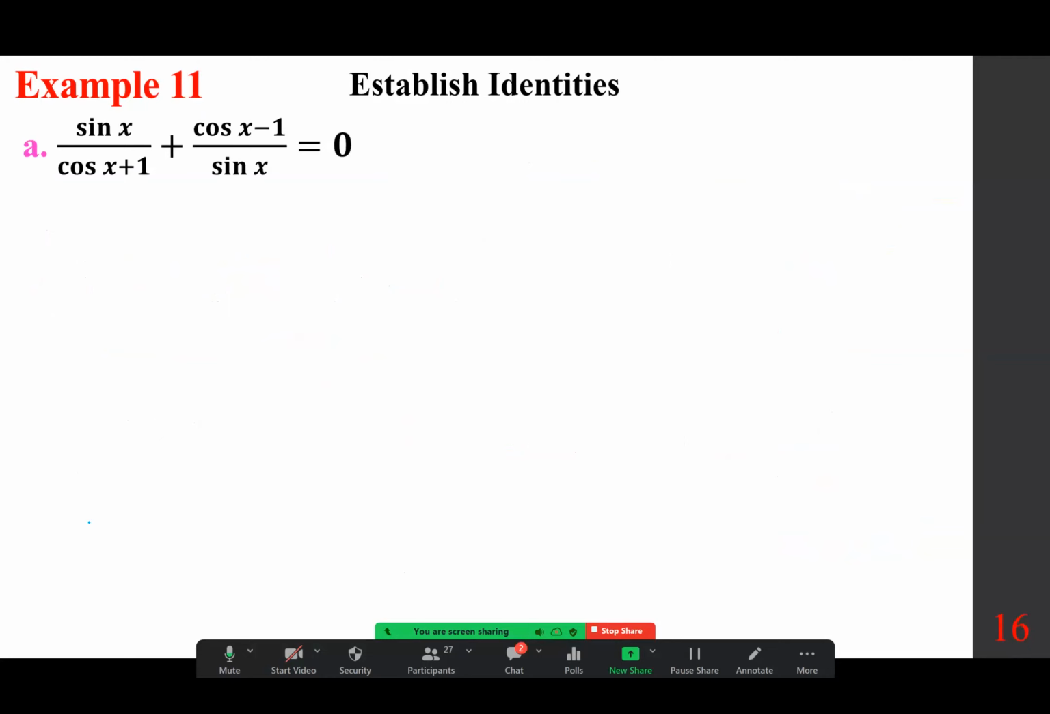Sine x over cosine x plus 1, plus cosine x minus 1 over sine x, equal to 0. And clearly, it is the left-hand side that is more complicated, and we are going to start with the left-hand side, no questions asked.